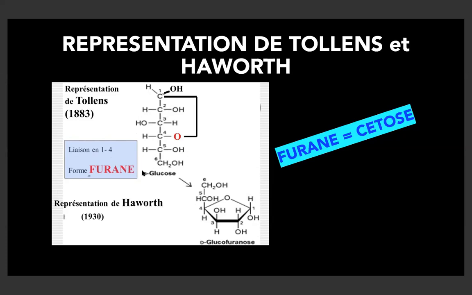So we said that because you have a liaison at carbon number 1 and carbon number 2, we are going to call this liaison a furan in the case where we are talking about the cetose. If we are talking about the cetose, we are automatically going to have this type of liaison, which is the furan.